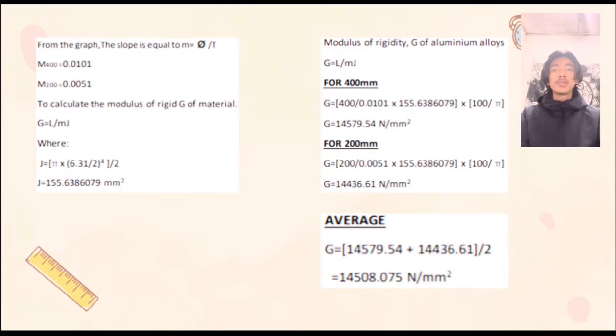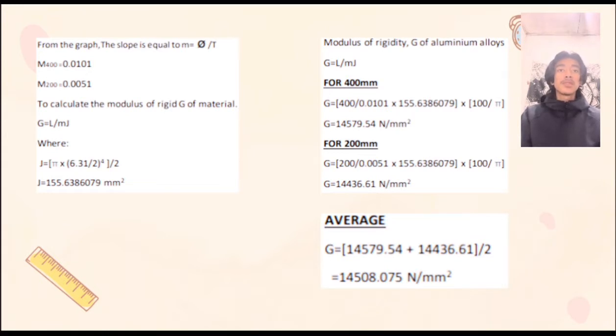The J is 155.6386079 millimeter square. Then we proceed to find the modulus of rigidity G of aluminum alloy. For 400 millimeter we get 40,579.54 Newton per millimeter square. For 200 millimeter, the result we get is 40,436.61 Newton per millimeter square.